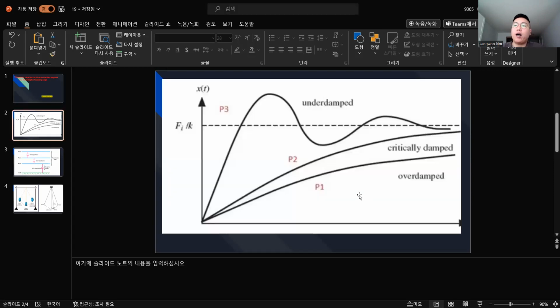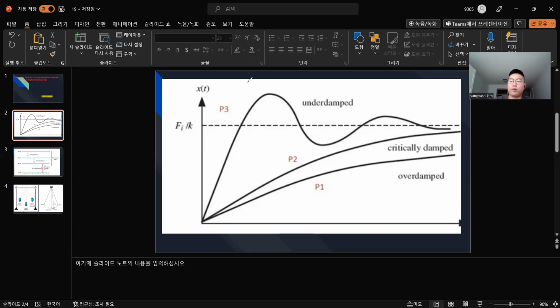First of all, I guess you may see this graph, or this picture. Overdamped, underdamped, and critically damped, we will learn about them. First of all, I'll explain something, a quick review about RLC.